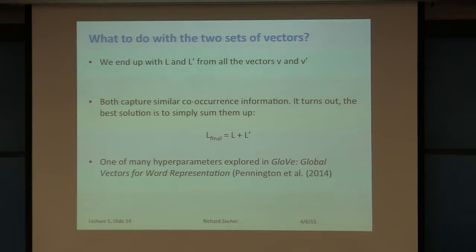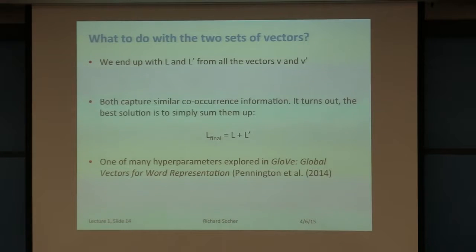As you move one to the left, what used to be an outside word is now an inside word. And in the end, both roughly capture these co-occurrence statistics. And so we'll basically just sum them up. That will be the default. This is actually one of the many options or hyperparameters, so to say, that was first explored very well in a paper by Jeffrey Pennington, the global vectors for word representation.